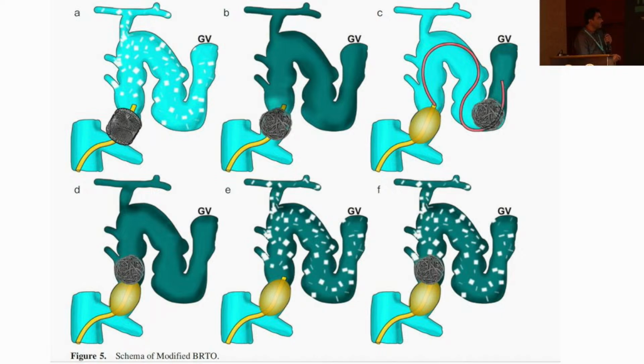And this is called DBRTO, which has been widely followed in Japan, where they place the balloon, put a few small coils, and along with that, gel foam is injected along with the sclerosant. This is the modified technique.